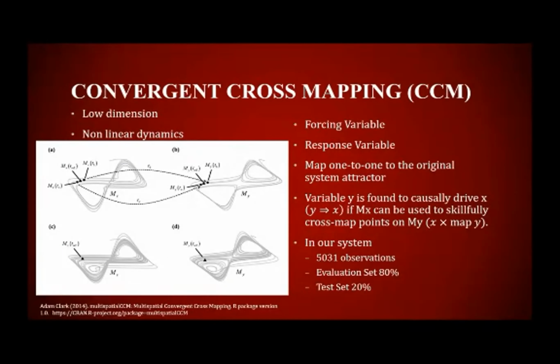Now we present the CCM method, which tests for causal interactions between variables that have continuous records and are generated by deterministic, low-dimensional, and non-linear dynamics. Sugihara developed CCM to detect causal networks in real-world systems characterized by deterministic, low-dimensional, and non-linear dynamics. CCM tests whether there is any correspondence between phase spaces reconstructed from observed time series variables. If X and Y interact in the same dynamical system, then attractors reconstructed with delayed X coordinates, Mx, or delayed Y coordinates, My, map one-to-one to the original system attractor M, and consequently map one-to-one to each other. Variable Y is found to causally drive X if Mx can be used to skillfully cross-map points on My.